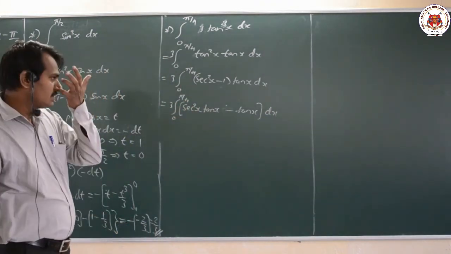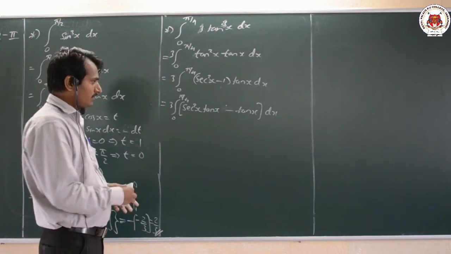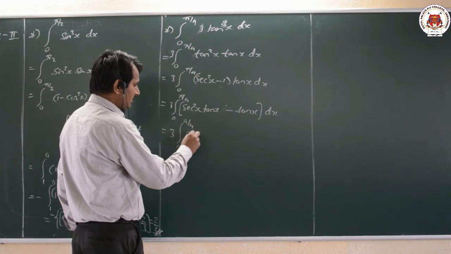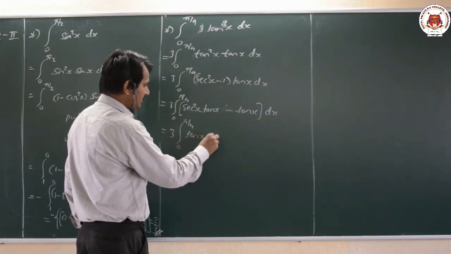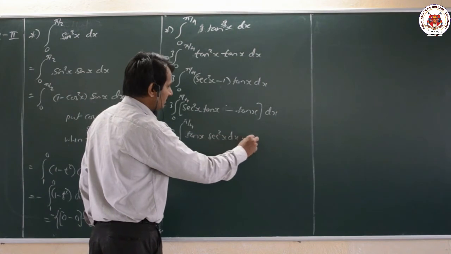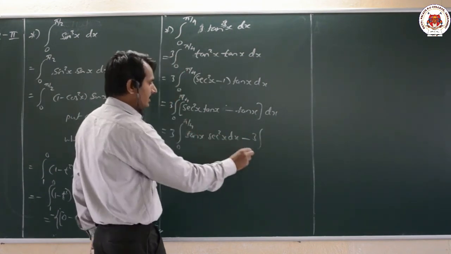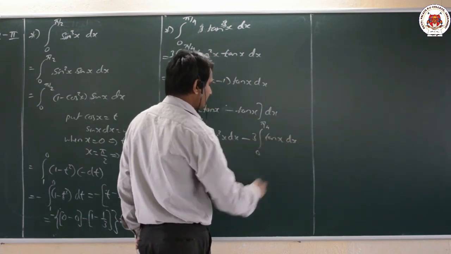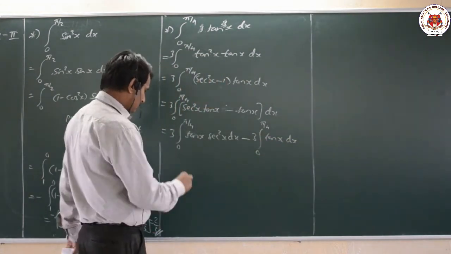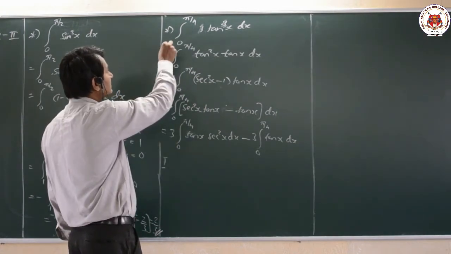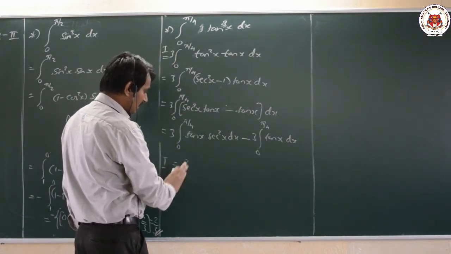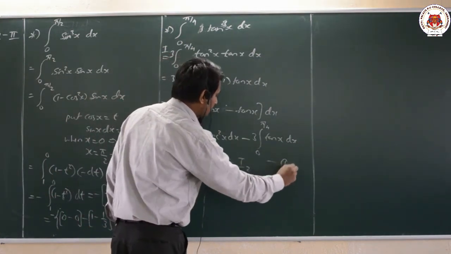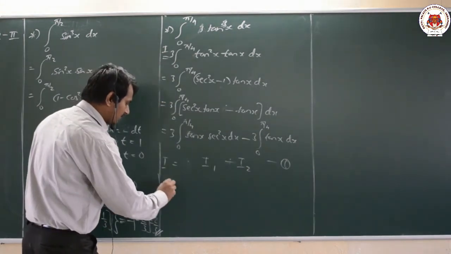You can do the substitution method here. Before that substitution, I will just separate it: 3 into integral 0 to pi by 4 of tan x into secant square x dx, minus 3 into integration of 0 to pi by 4 of tan x dx. This I can solve directly. Let us take the integral as I, so I is equal to I1 minus I2, and take it as equation number 1. I will solve I1 first.